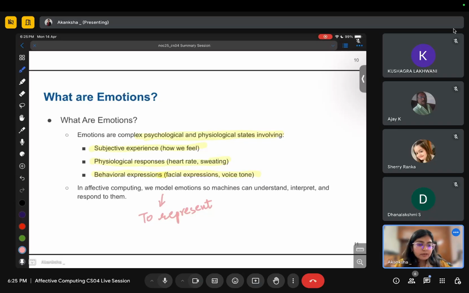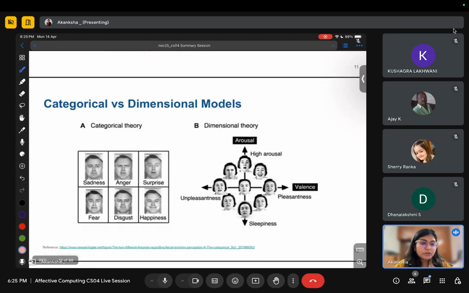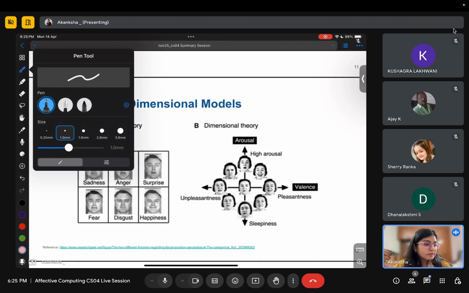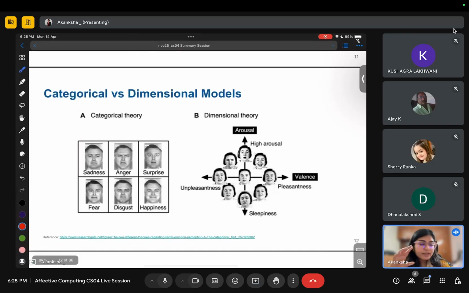So let's get back to the emotions. We ultimately want to use some kind of numeric representation. There are basically two types of models for how we can represent emotions. First is the categorical model. Second is the dimensional model.